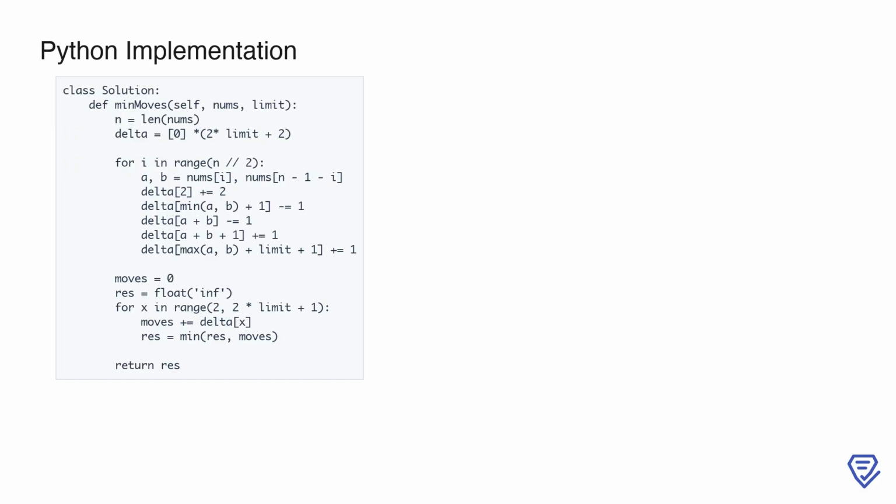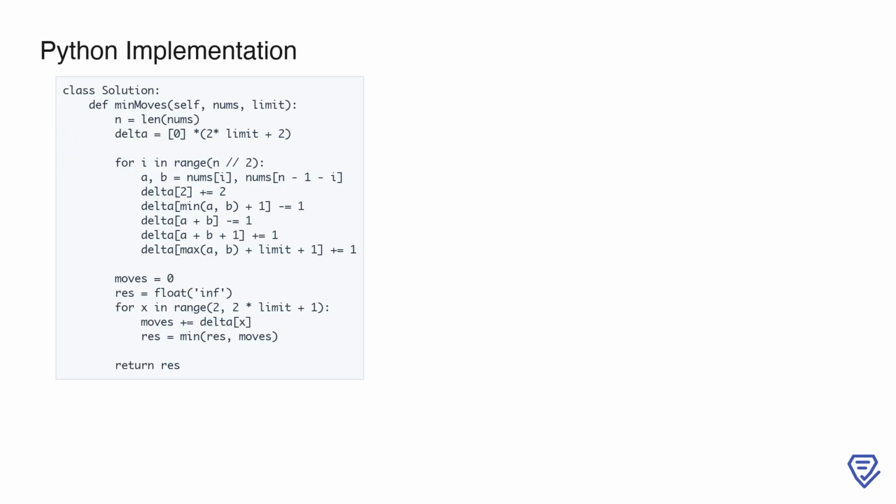Step 2, Iterating through pairs. We iterate through the first half of the array to process each pair, nums[i] and nums[n-1-i]. For each pair, we calculate the contributions of their ranges to the delta array. 1. Default case, 2 moves: adding 2 moves for all sums initially. 2. 1 move contribution: decrease moves for sums that fall within the range min(a, b) + 1 to max(a, b) + limit. 3. 0 move contribution: specifically adjust delta for the exact sum of the pair, marking it as requiring 0 moves.